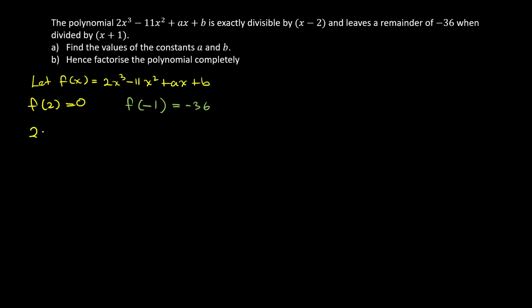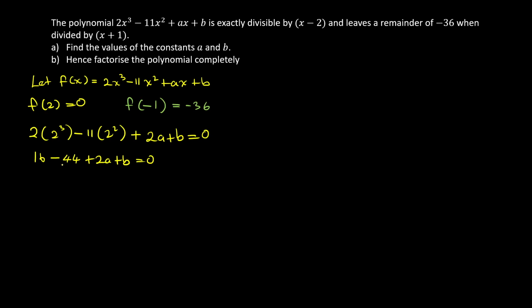So 2, that is the leading coefficient. So 2 cubed minus 11 times 2 squared, plus a times 2, or I should just write it as 2a, plus b, that should equal 0. Okay, now 2 cubed is 8. 8 times 2 is 16. Minus 11 times 4. 2 squared is 4, so it's 44. Plus 2a plus b equal to 0.